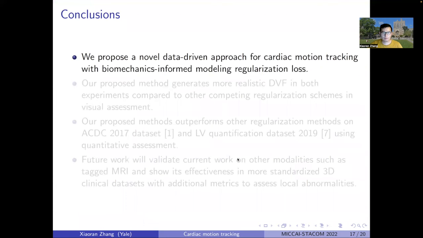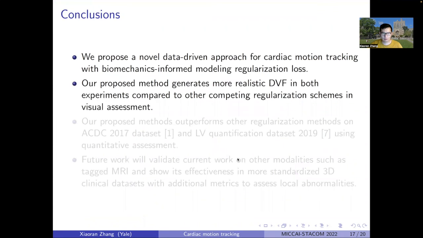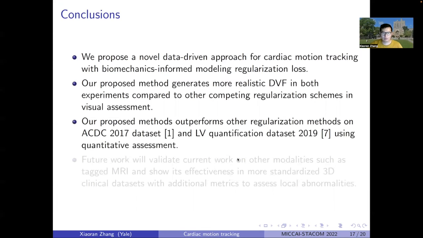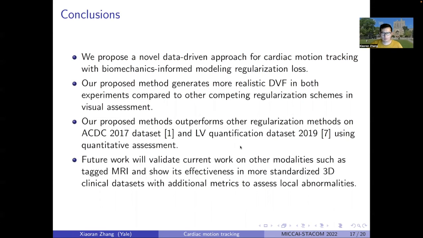In this paper, we propose a data-driven approach for cardiac motion estimation with a novel biomechanics-informed modeling and regularization laws. Our proposed methods generate more biomechanically plausible DVFs for all cardiac structures in the image without requiring myocardium segmentation or introducing additional steps compared to network-based regularizers. Our proposed methods outperform other state-of-the-art methods on both ACDC dataset and LV quantification dataset using quantitative evaluation metrics. Future work will validate current work on other modalities such as CT and MRI and show its effectiveness in more standardized 3D clinical datasets with additional metrics to assess local abnormalities.